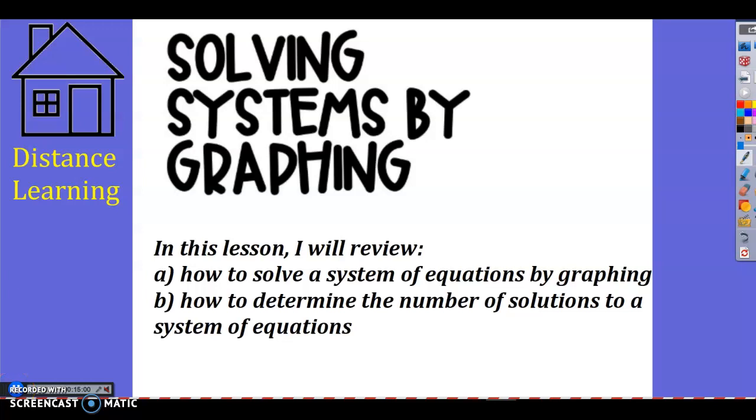Today's topic is solving a system of equations by graphing. In this lesson, we're going to review how we solve a system of equations by graphing, and how we determine the number of solutions to a system of equations.